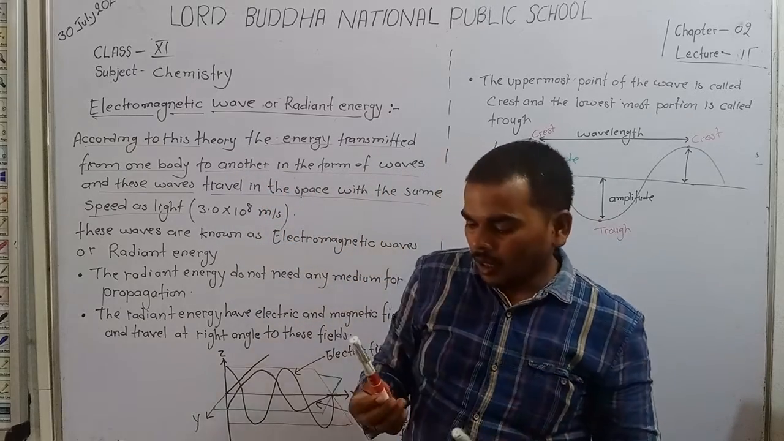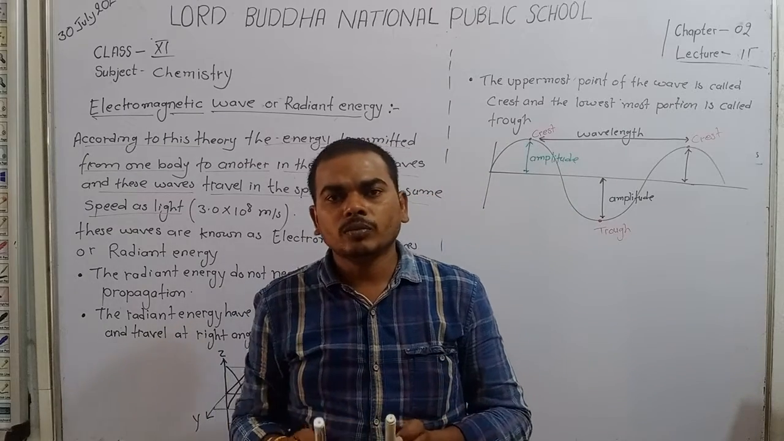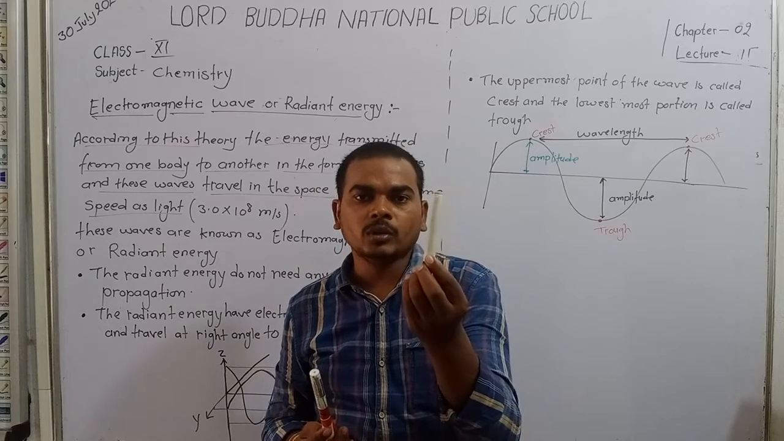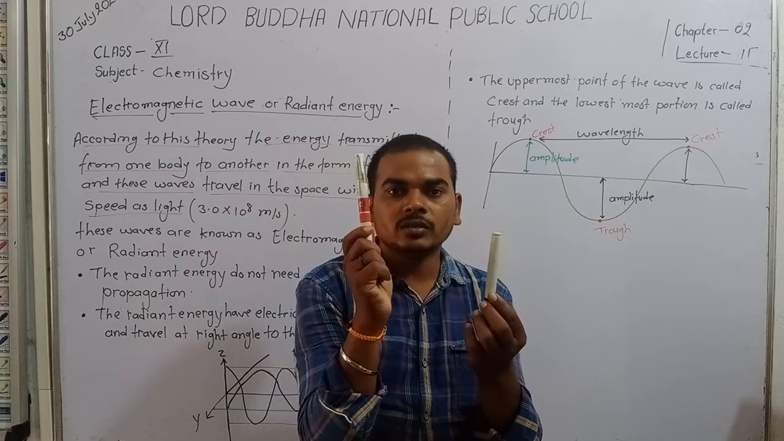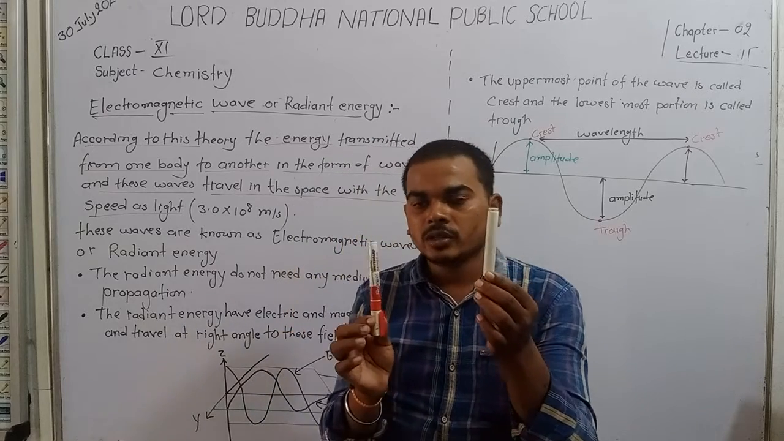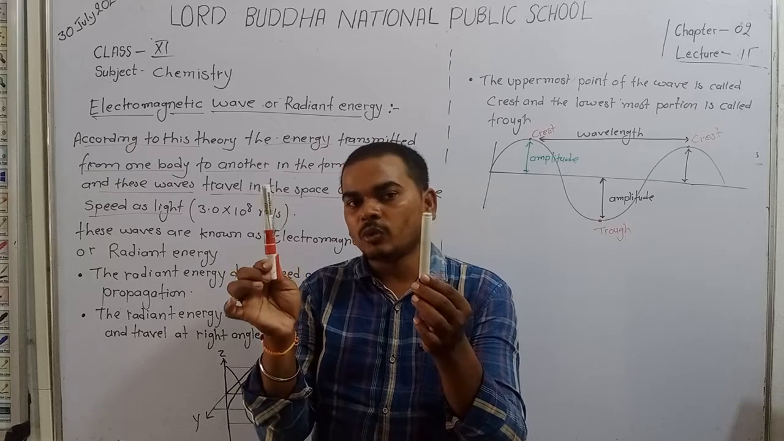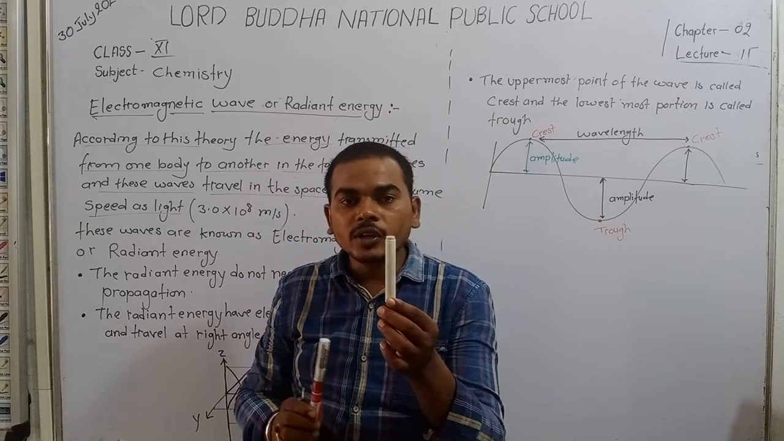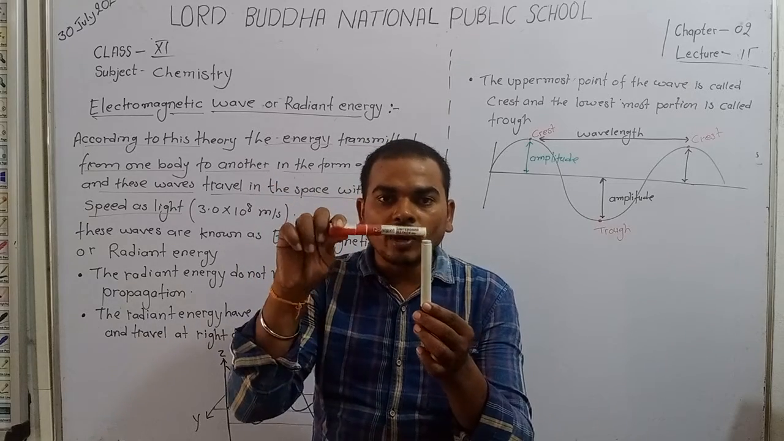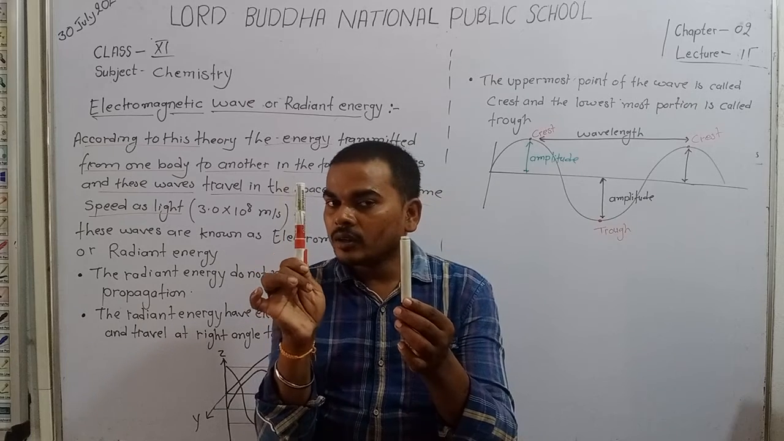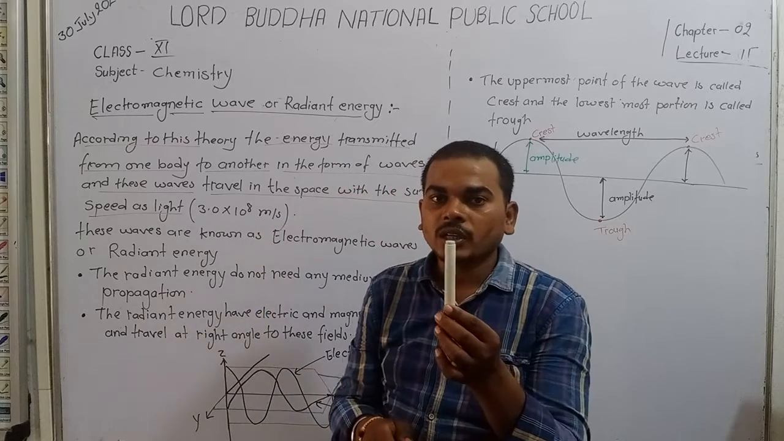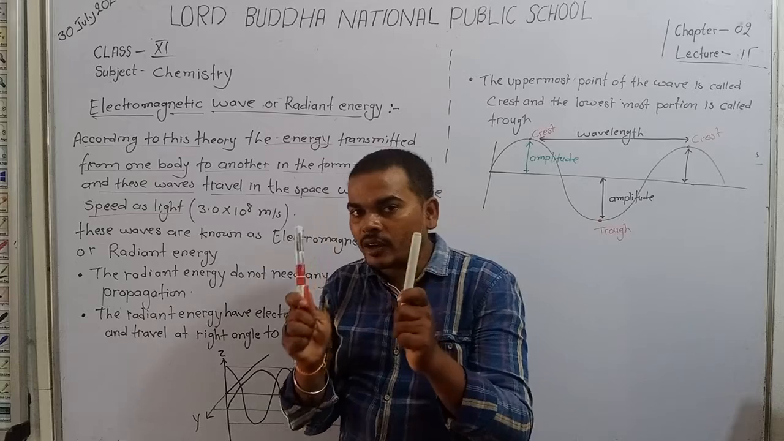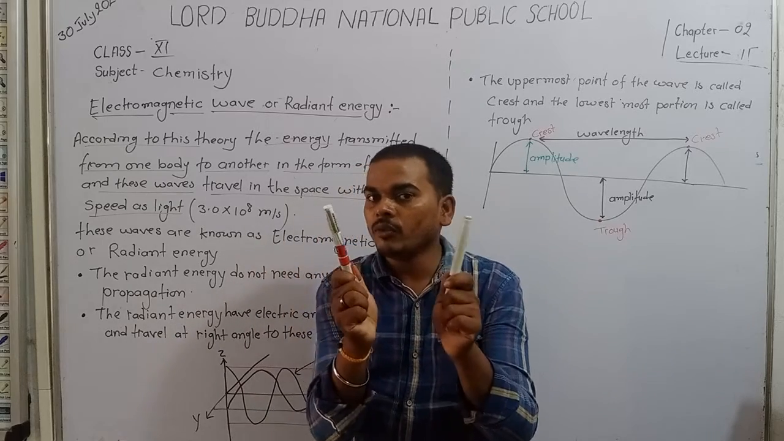Dear students, assume this body has some heat energy and this one also has some heat energy, but the heat energy in this one is greater than in this one. You know that heat flows from the higher energy body to the lower energy body, and this flow is always in the form of waves. Energy travels from one body to another in the form of waves. Always remember that.